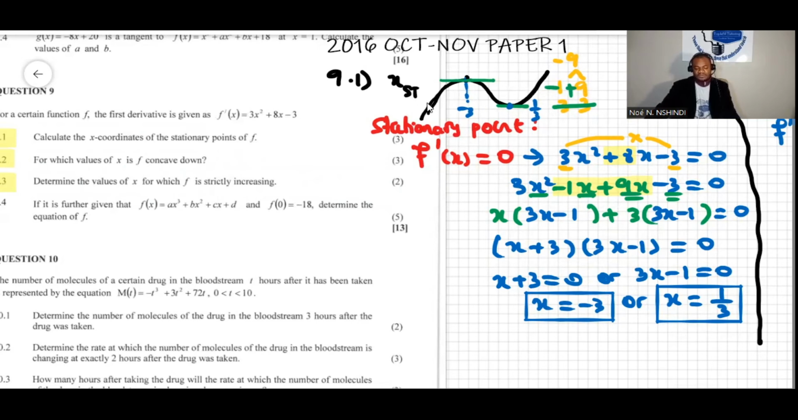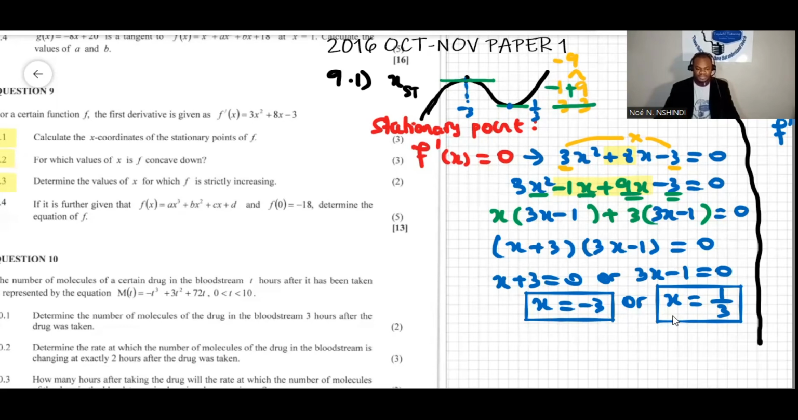And now I can see from the rough sketch that it is increasing from negative infinity to negative 3, because in this part the graph is increasing, and then here it's decreasing, and then it's increasing again from 1 over 3. So we're going to use the stationary points. When you need to determine whether the graph is increasing or not, you look at the stationary points. In between the stationary points, the graph decreases, but before the stationary points or after the stationary points, the graph will be increasing.